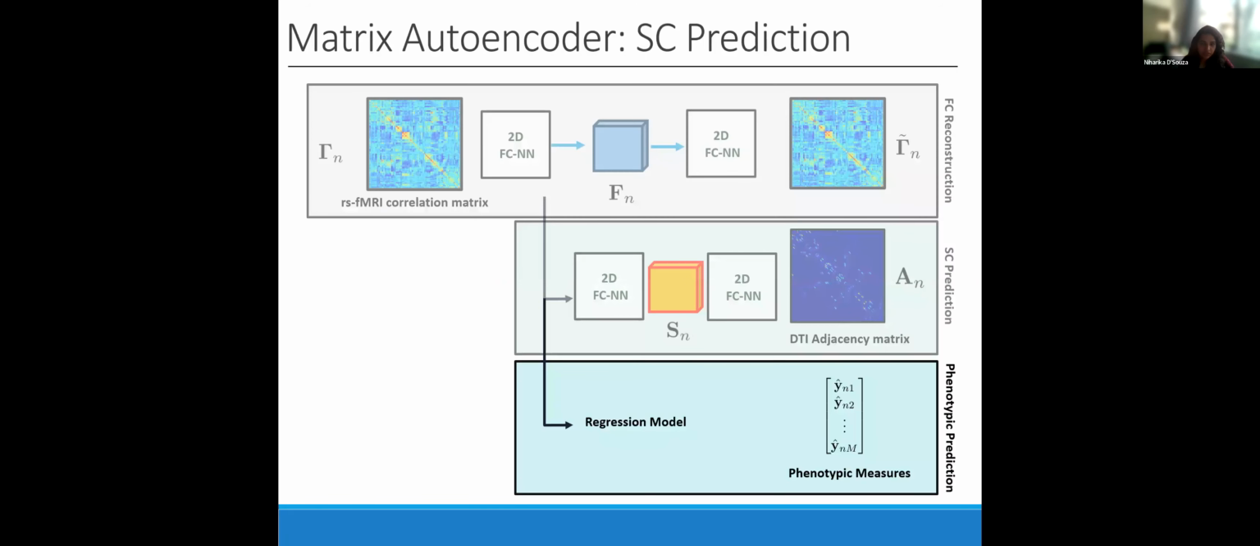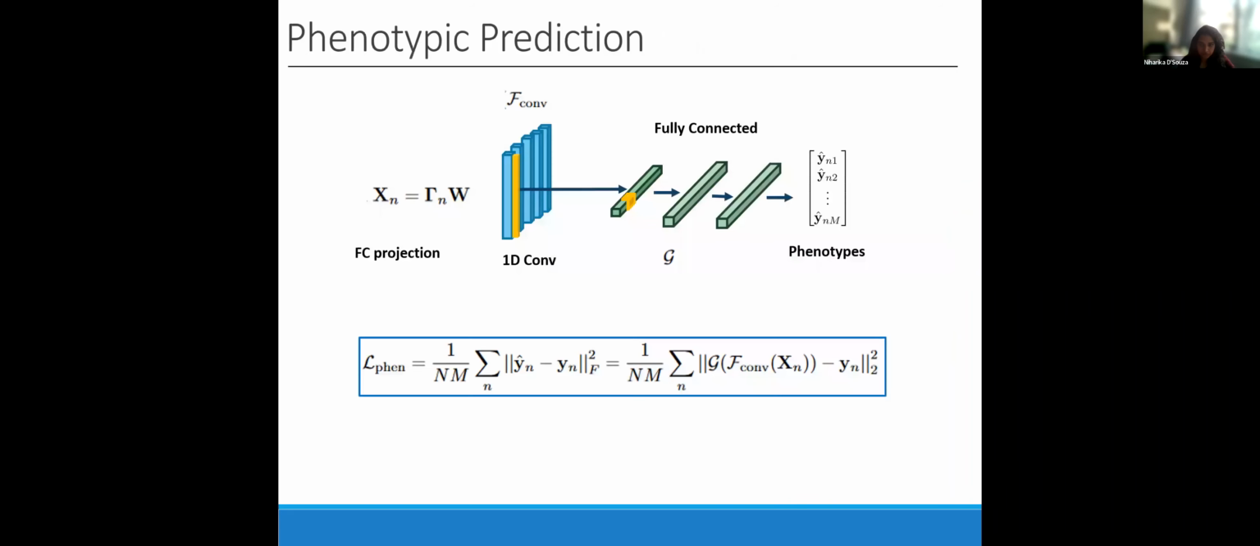Finally, we have a third branch for prediction of phenotypes from functional connectivity. We use the projections X as inputs to an ANN that predicts the vector Y. The component first performs a 1D convolution on the projected FC features, and this allows us to do a forward pass through a cascade of fully connected layers with leaky ReLU activation.